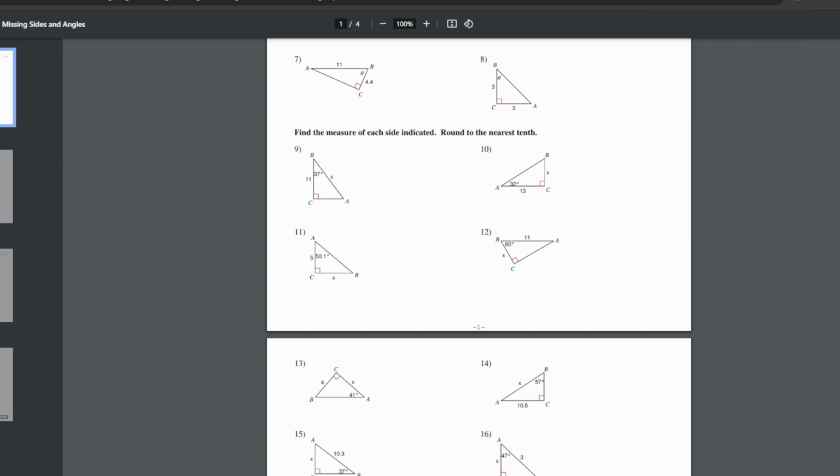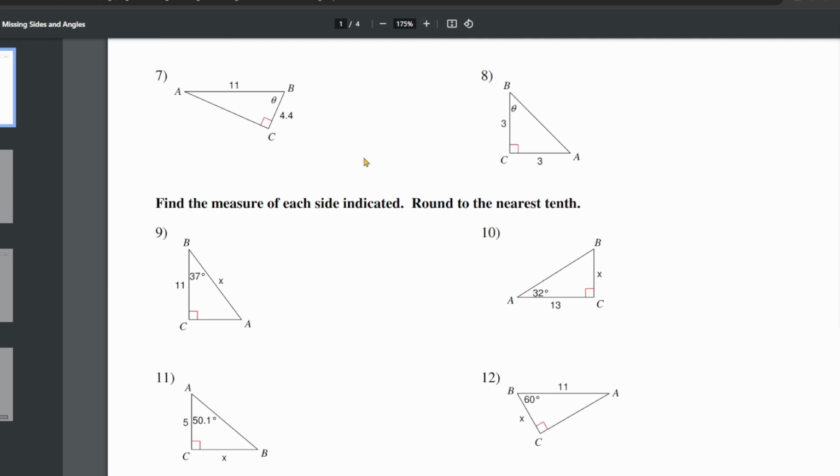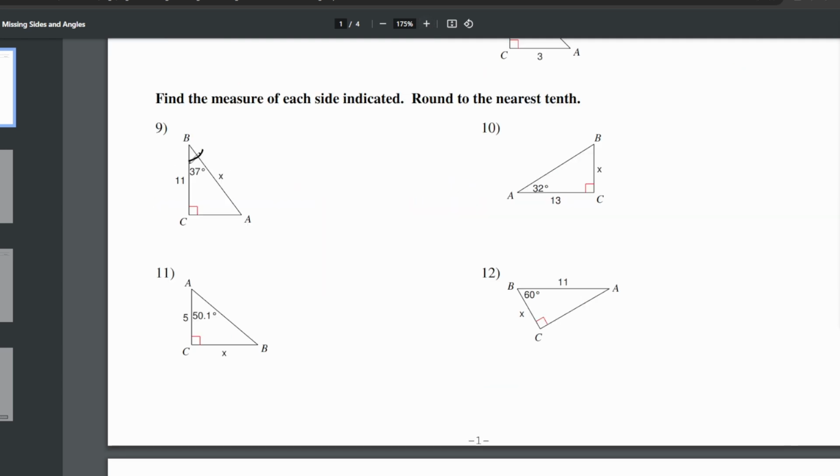And yeah, so what happens when we do know the measure of each angle? Let's try some practice problems and we'll figure it out. This one we label adjacent, opposite, hypotenuse. We're looking for the hypotenuse. We don't have the measure of the opposite, so we can only really use cosine, because we have the adjacent and we have the hypotenuse. Cosine of 37 would be 11 over x.